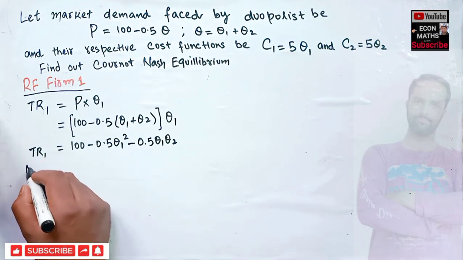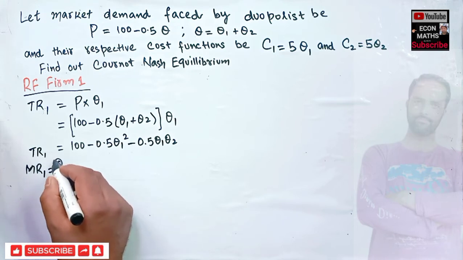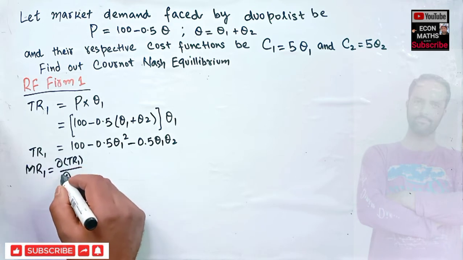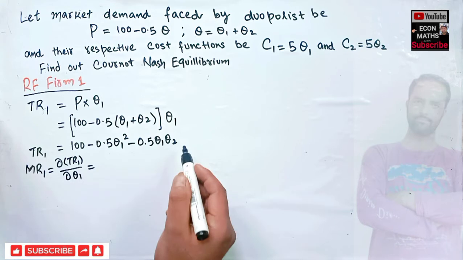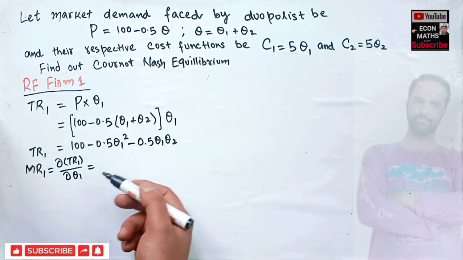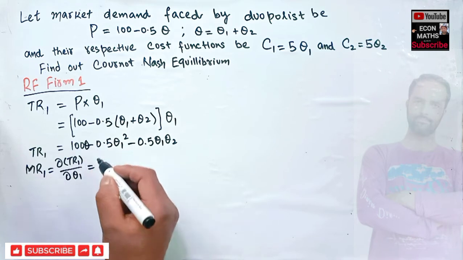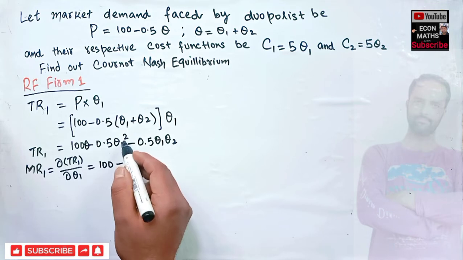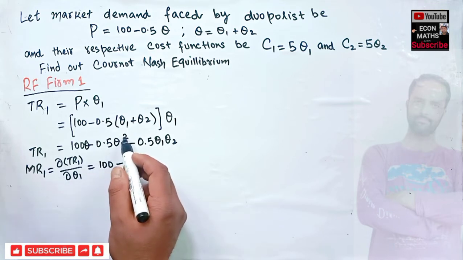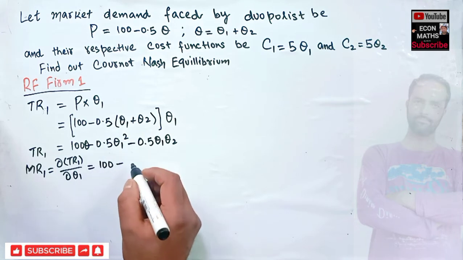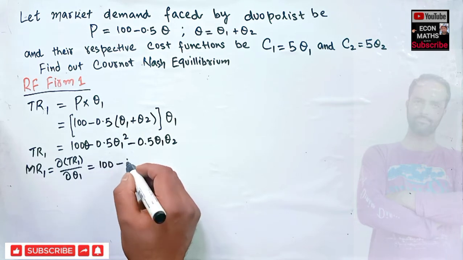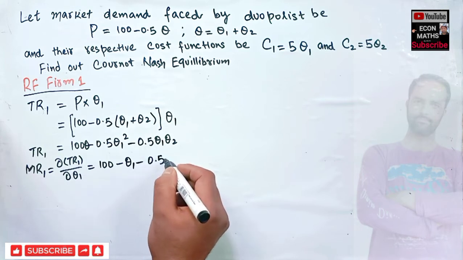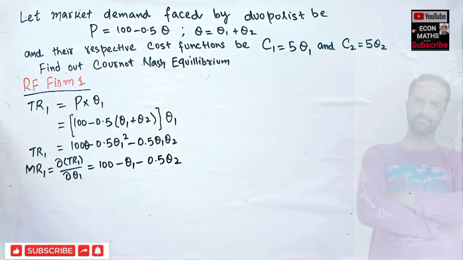And marginal revenue for firm 1 is simply the partial derivative of the total revenue function of firm 1 with respect to Q1. So partially differentiating this function with respect to Q1, the derivative of 100Q1 is 100, and since partially we are differentiating with respect to Q1, for Q1 square the 2 becomes a coefficient, 2 into 0.5 comes out to be 1, so we are left with Q1, minus, the derivative of Q1 is 1, so we are left with minus 0.5Q2. This is our marginal revenue for firm 1.